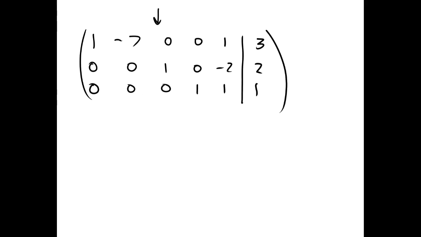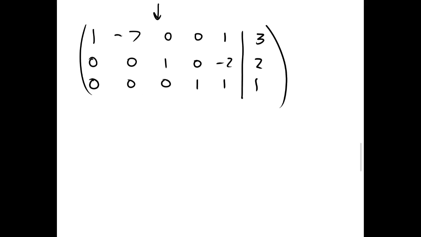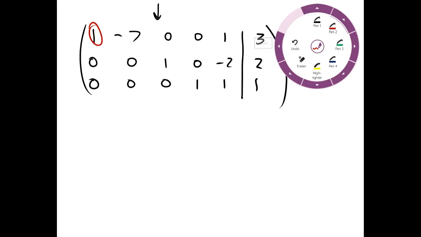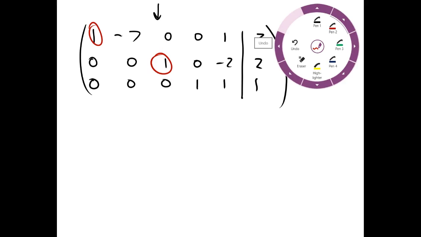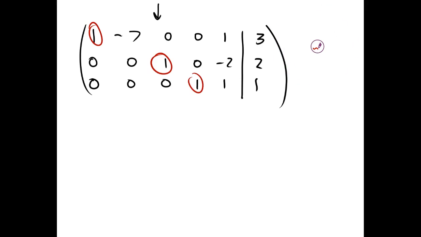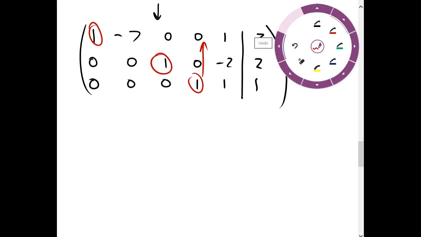So now, it turns out this is already in reduced row echelon form. That's because we have a leading 1 here, and there are only zeros on top and bottom. Then we have another leading 1 for our next equation, and we have zeros on top and bottom. And we have a leading 1 for our third equation, and there are only zeros on top and bottom.